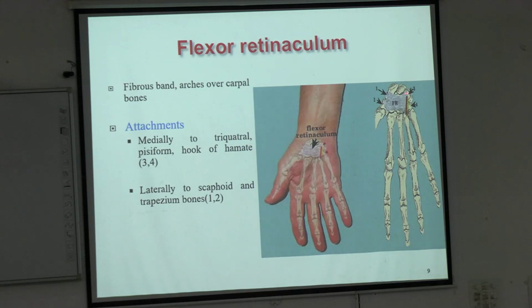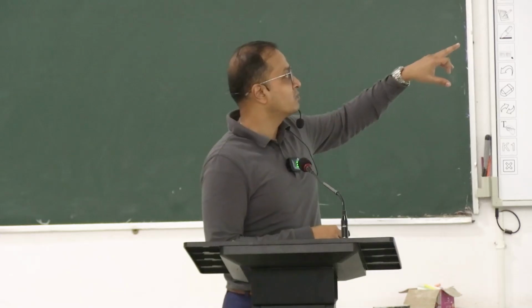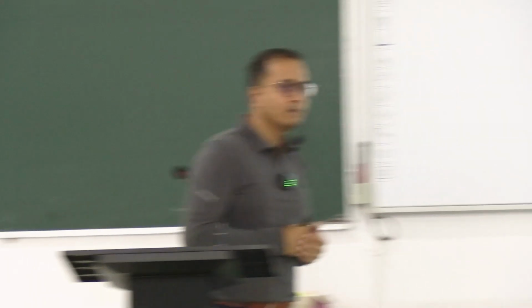So this is a deep fascial expansion which looks like a band, a quadrangular, square structure present over the carpal bones on the flexor aspect. We call it the flexor retinaculum. So this is the description of it. Now why is this structure important? Because it is present in the gateway between the forearm and the hand.